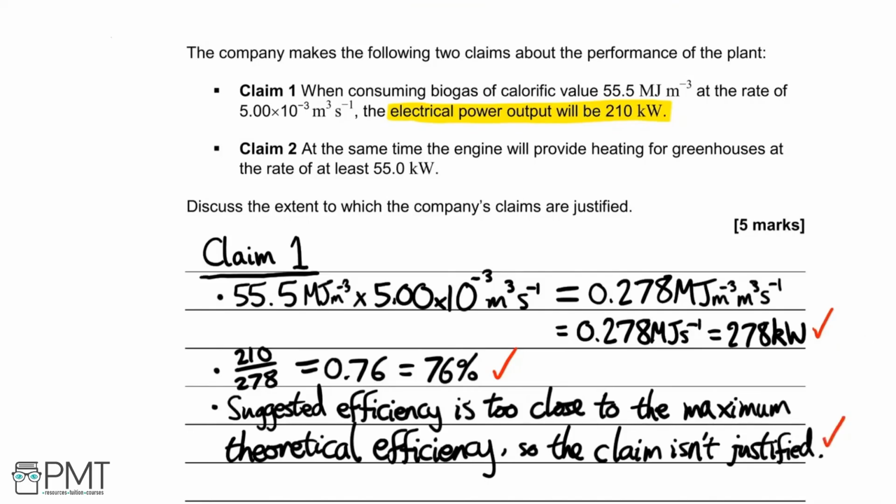You could also use the efficiency equation in a different way by combining this power input that we've calculated with the maximum theoretical efficiency. We could work out what the power output would need to be for it to run at the maximum theoretical efficiency, but the information that we've written here is fine.